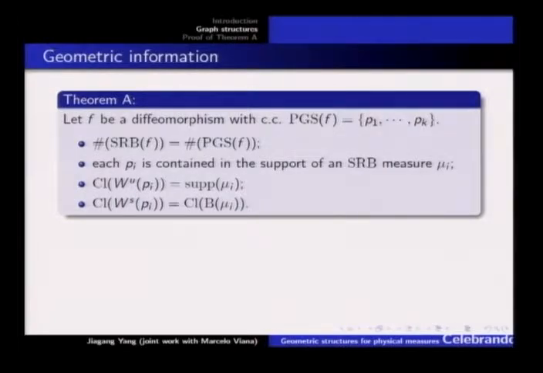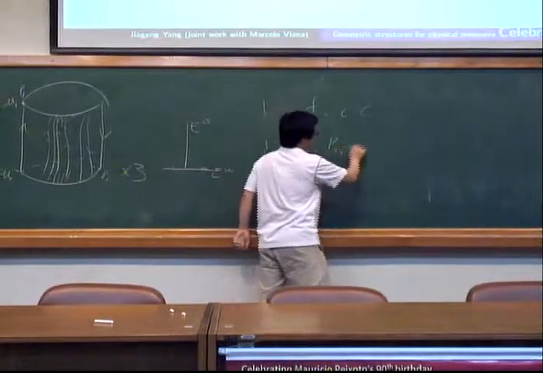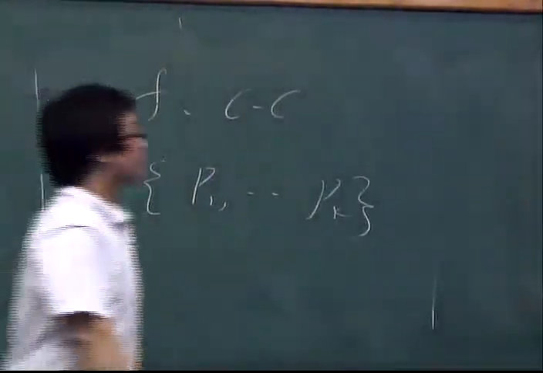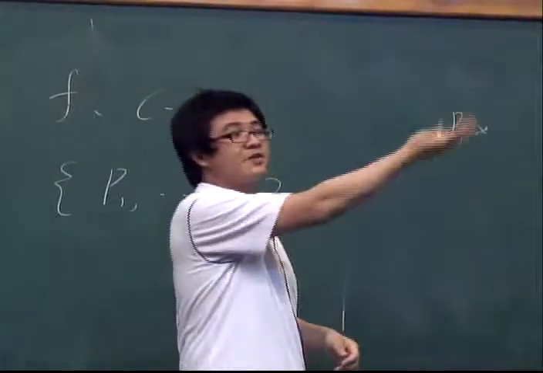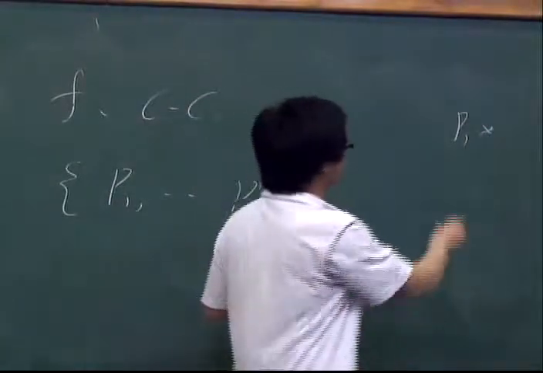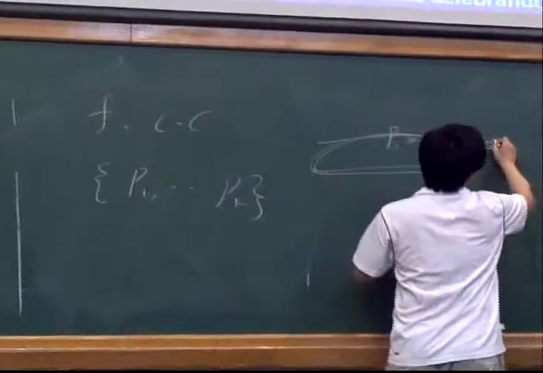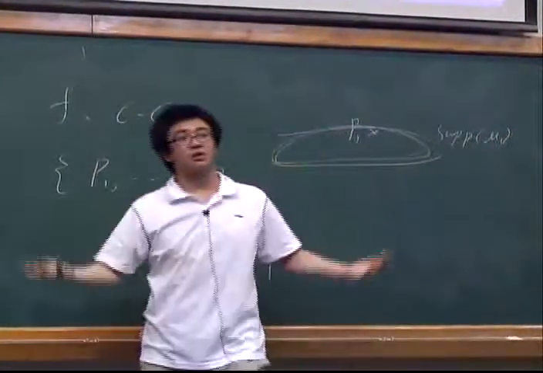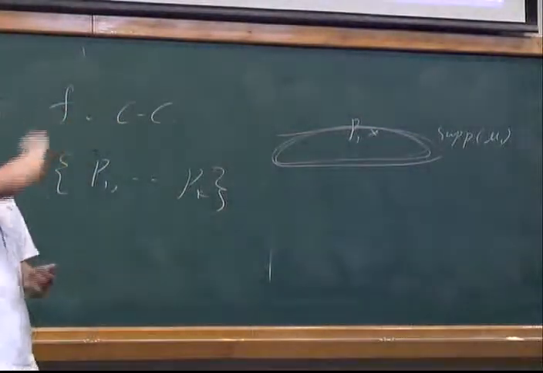So suppose we have F, which has contracted center. Suppose we have P1, ..., Pk, a perfect graph structure. So we have a P1. So how to get the first measure? The support of the first measure is the closure of the unstable manifold of the periodic points. Okay, so now we know the support.